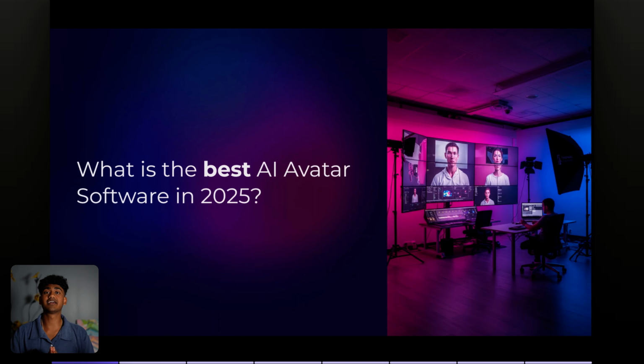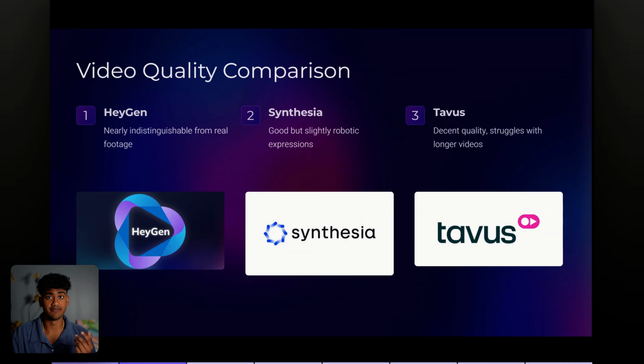All right, so I'm going to be comparing 3 main tools: HeyGen, Synthesia, and Tavus. The reason that I picked these 3 tools is because I've personally used them, invest in them, and actually apply them to my use case or for my clients. To first start out, I want to break down the video quality.